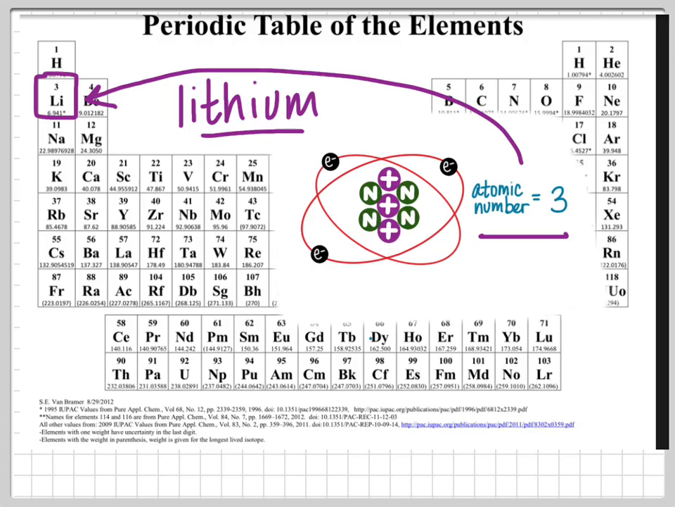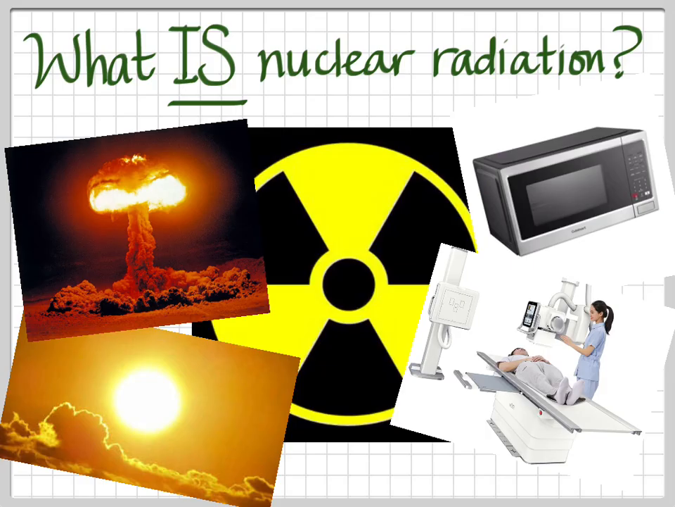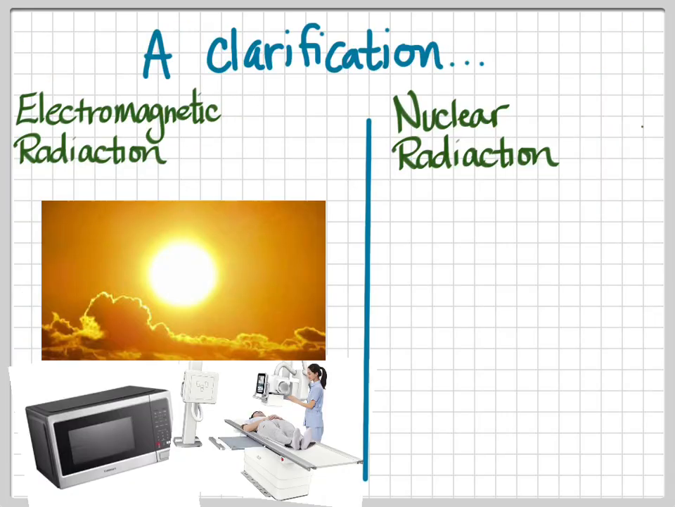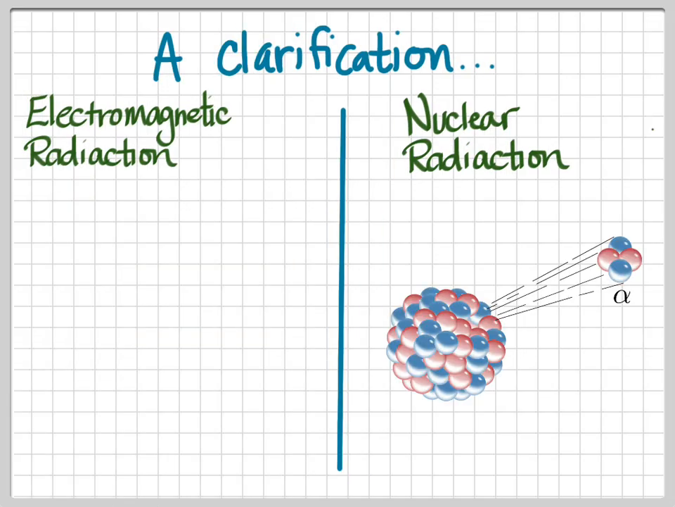Okay, you got all that? Excellent. So now let's ask the big question, what you really came here for. What is nuclear radiation? Oh my gosh, this sounds dangerous. So first of all, let's clear something up, a bit of a clarification. You may have heard people talk about things like radiation from the sun, or radiation from a microwave, or radiation you receive when you get an X-ray. Those are all forms of electromagnetic radiation, and that's different from nuclear radiation, which is what we're going to talk about. Nuclear radiation has to do with the nucleus of an atom. That's why we call it nuclear.